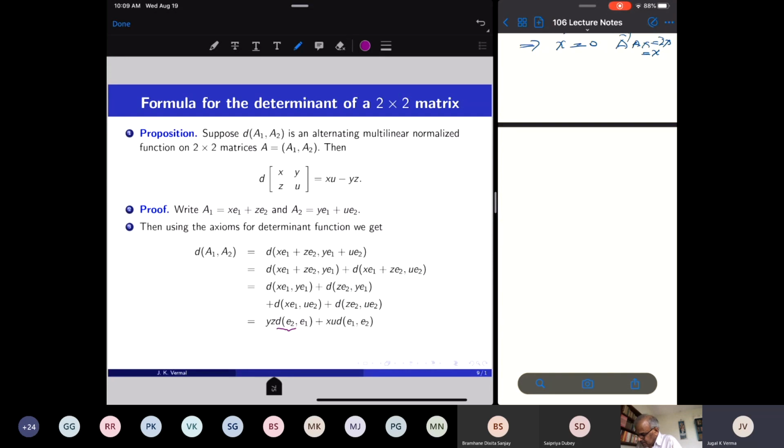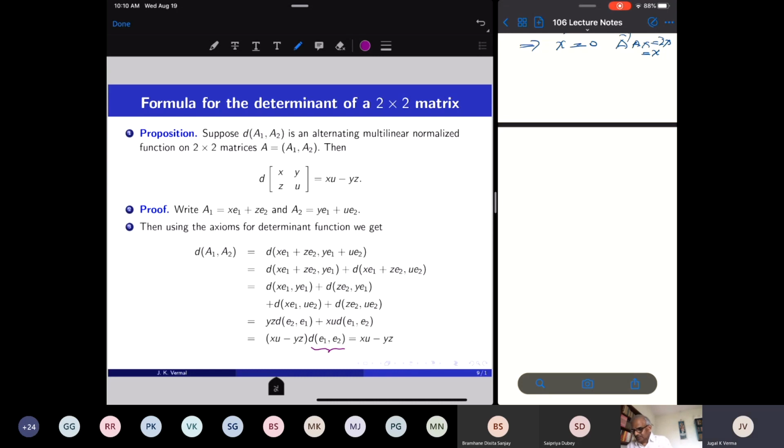Now this is obtained from this by interchanging e1 and e2, so it acquires a negative sign. So yz will acquire a negative sign. D of e1, e2, by the normalization property, is equal to 1, and so d of e2, e1 is equal to minus 1. And that shows it is xu minus yz times d of e1, e2, but d of e1, e2 is 1, so we get xu minus yz.